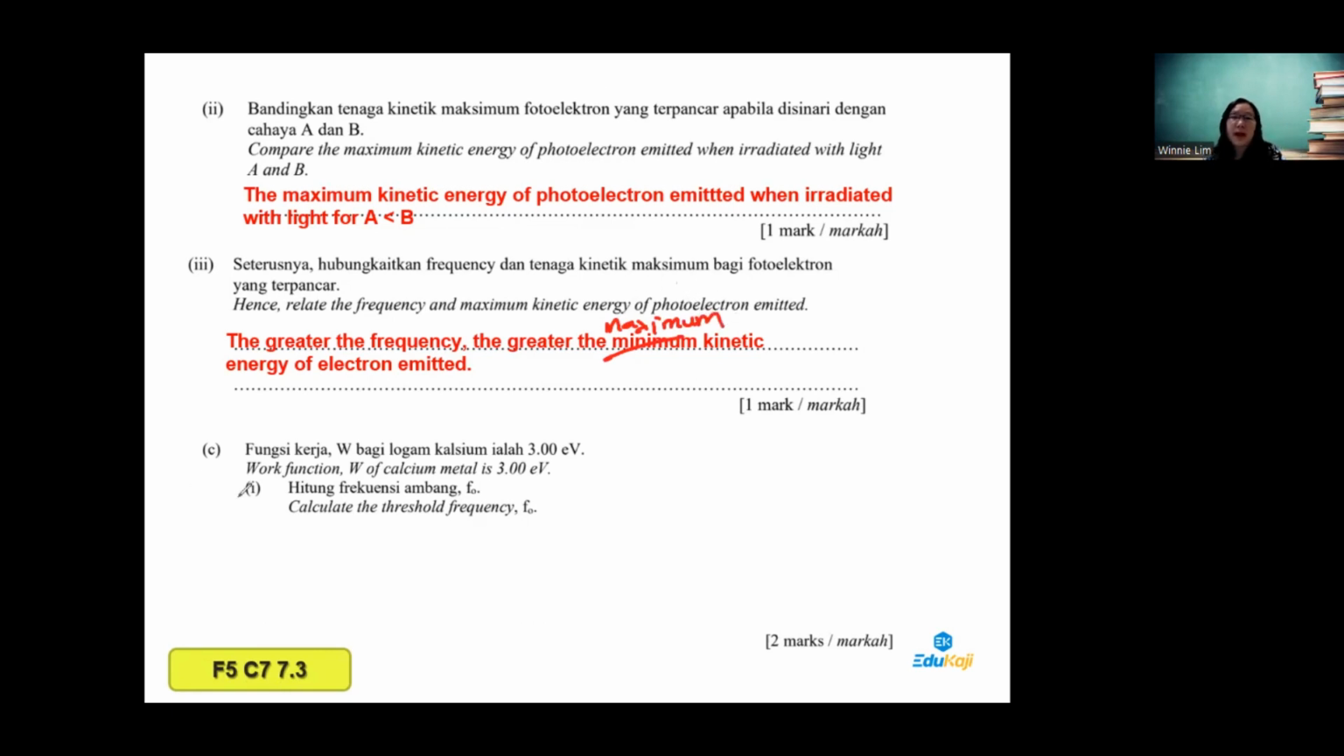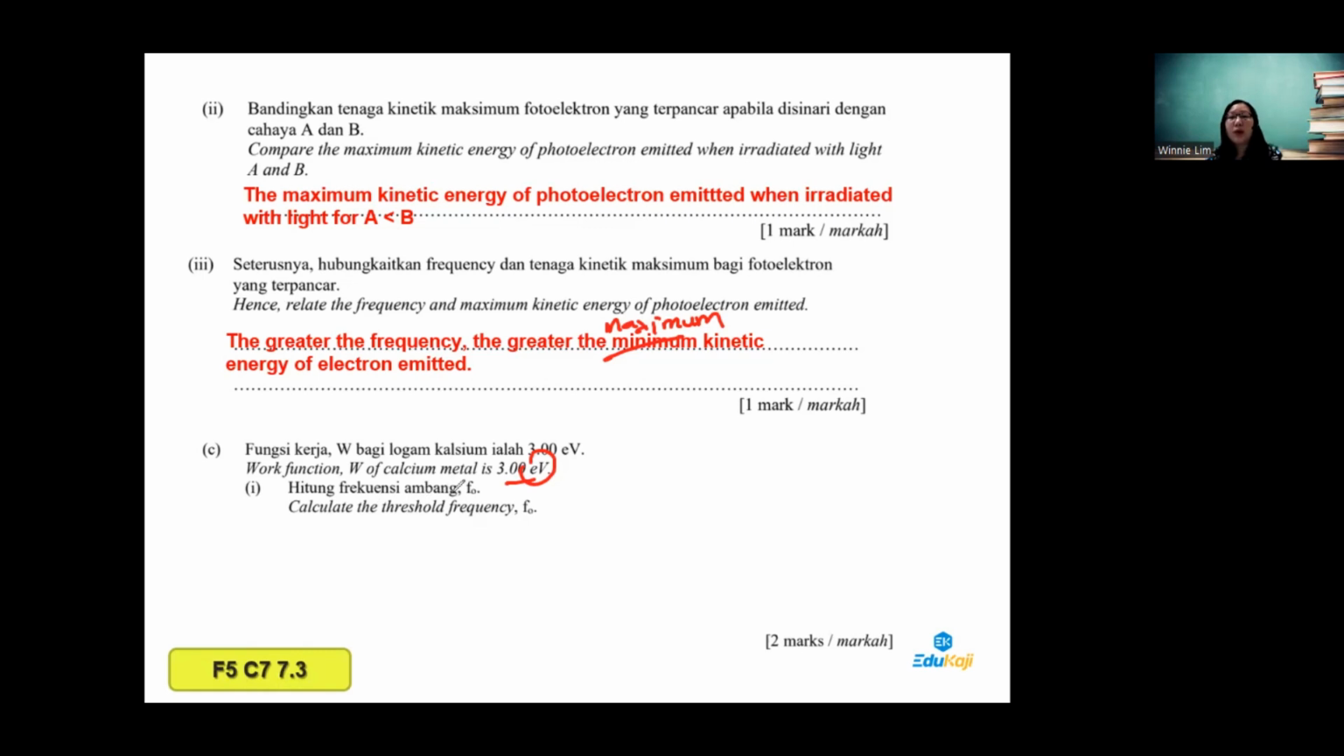Part C is on the idea of calculations, giving you the work function of calcium metal as 3 electron volt. Electron volt is actually a unit of energy. It's just that we commonly use joule. But in the very small world, in the quantum area, like for light or nuclear energy, normally they will change joule to become electron volt. So it's still the idea of energy, for your understanding.